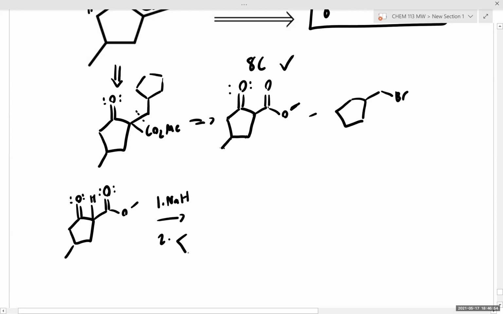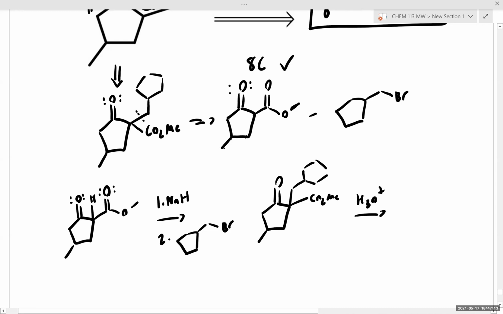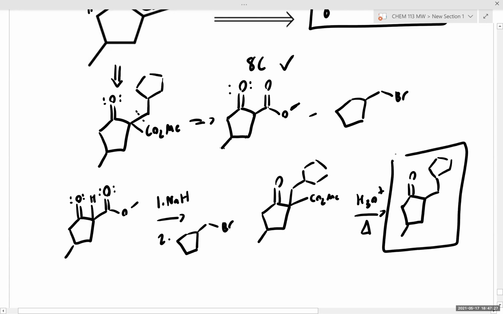So sodium hydride and then our alkyl halide. We form our enolate, we alkylate the enolate. That gives us our alkylated beta ketoester. And then from here, we just treat with H3O plus and heat. And that gives us our desired product.